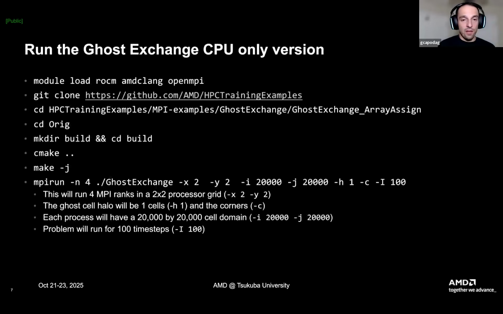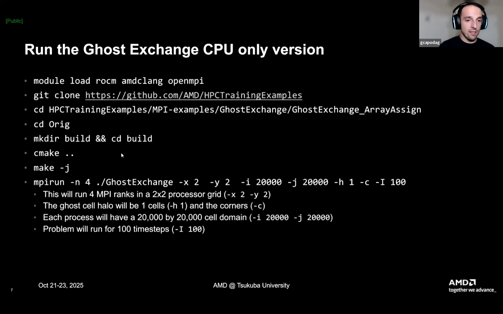Okay, so after this quick overview, let's talk about how to run this. You're gonna have to load the ROCm module, AMD Clang, to have the compilers in your path and set some important environment variables. And then you load MPI here, OpenMPI. And then if you clone the repo, if you haven't already, you just need to navigate into MPI examples, Ghost Exchange, and then Ghost Exchange array assign. And there's also an array assign underscore HIP, which is the HIP version.